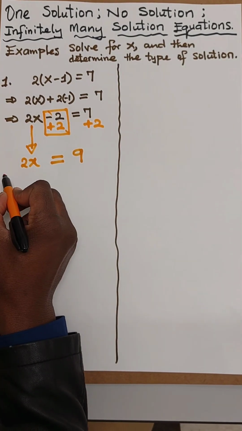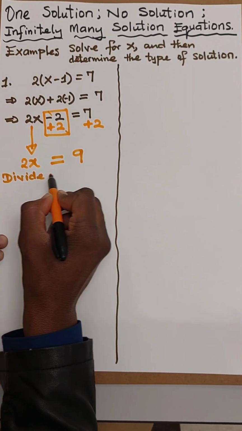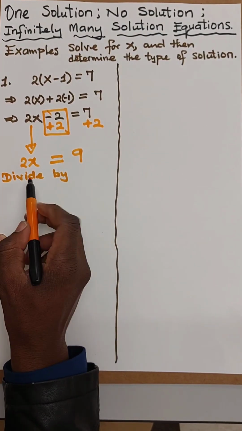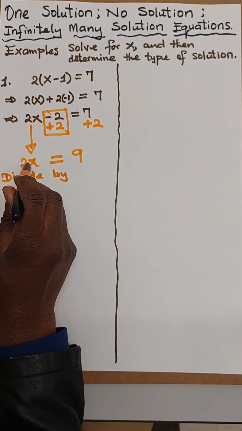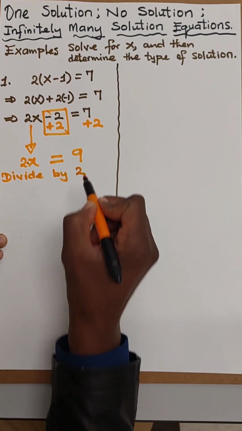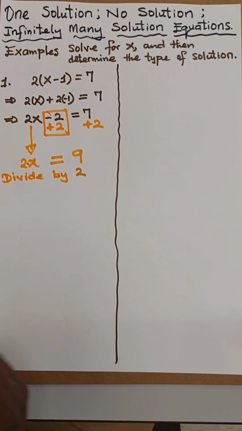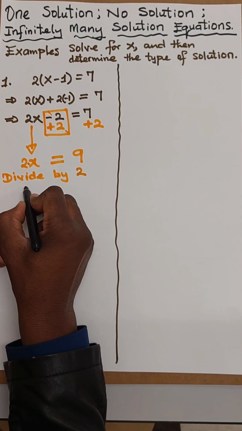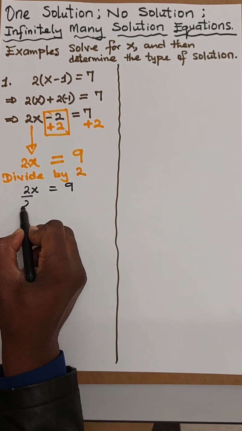Okay, this is the time that we divide to undo multiplication. We are going to divide by the coefficient of x, which is 2. The coefficient of x is the number that multiplies x. There is a multiplication hiding between this 2 and this x. So we divide by 2 to remove that multiplication. Remember that at that point the equation says 2x equals 9. Dividing by 2, use a fraction bar.